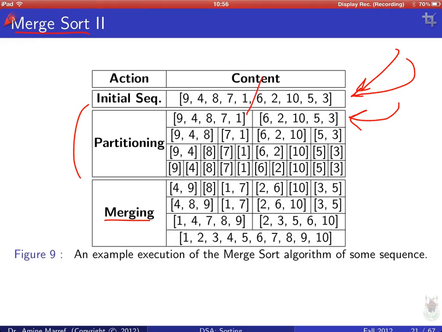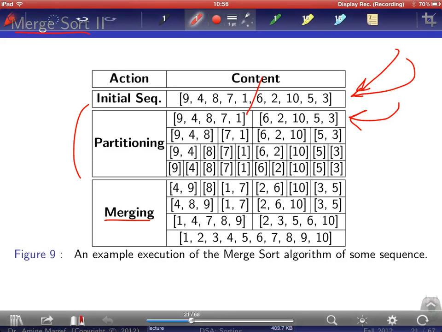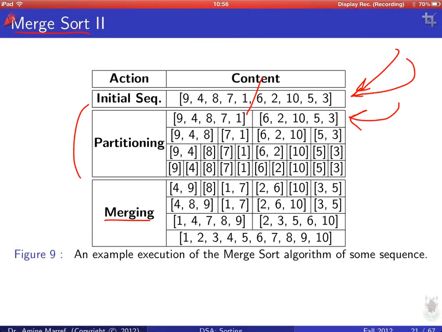And then we are going to merge this and this, and they give us 1, 4, 7, 8, 9, and merge this and this, and they gave us 2, 3, 5, 6, 10, and finally merge this and this, and we get the original sequence, but in sorted fashion.